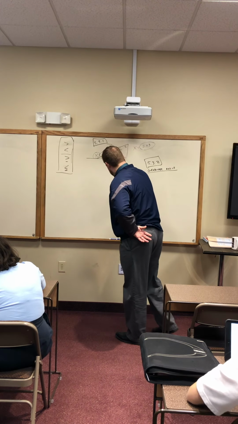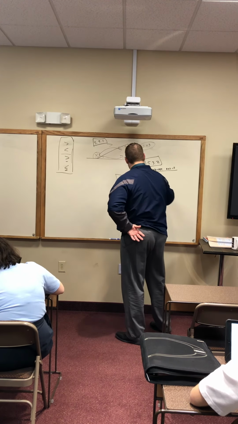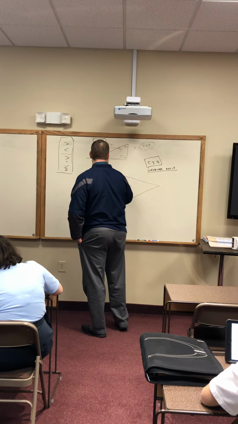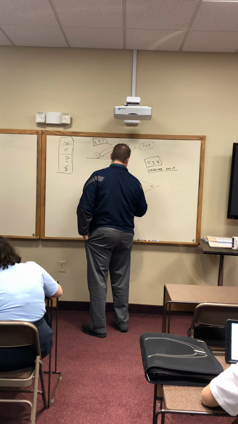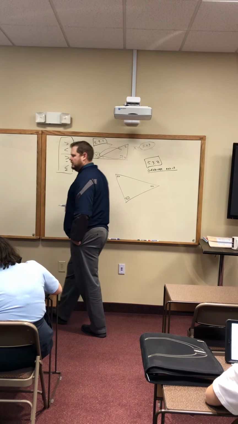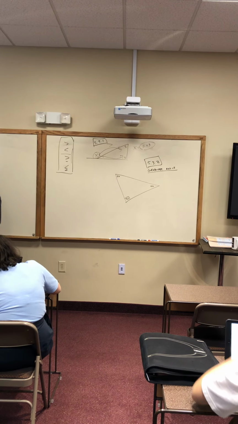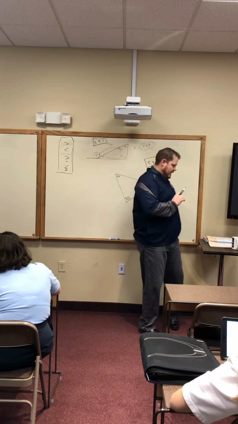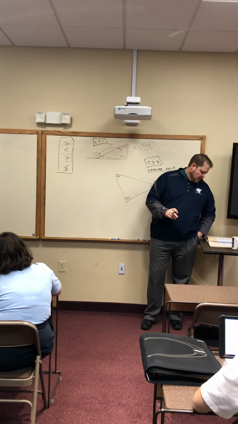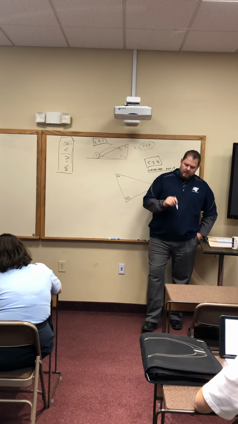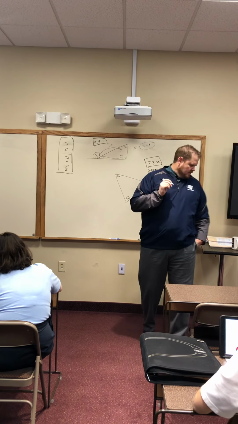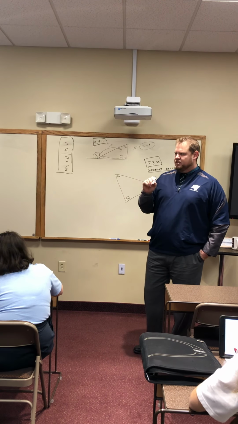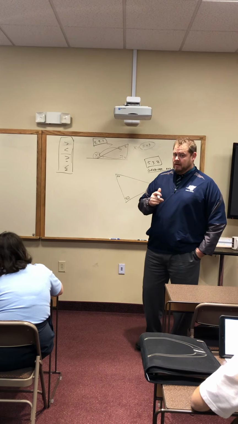So here's my drawing. Everybody look up. Here's what the theorem states. I'll read it to you, and then I'm going to explain it. It says this: if two sides of a triangle are not congruent, then the larger angle is opposite the larger side. The larger angle is opposite the larger side.